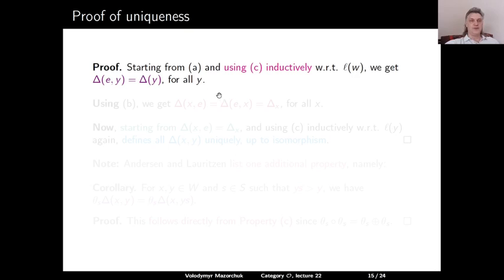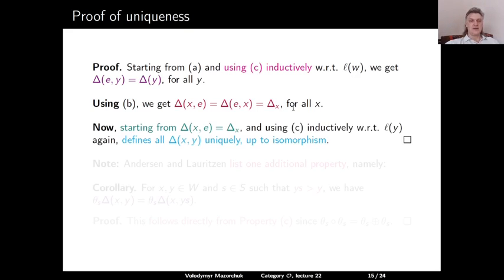The first step of the proof is that starting from the property A, so that delta EE is equal to delta E, and using the short exact sequence in the property C, by induction on the lengths of y, we get that delta E comma y is equal to delta y for all y in W. Now using property B, we obtain that delta x comma e is equal to delta e comma x, which is equal to delta x for all x in W. And finally, starting from delta x comma e is equal to delta x, we again can use property C inductively with respect to the lengths of y to define delta x comma y uniquely up to isomorphism for all x and y.